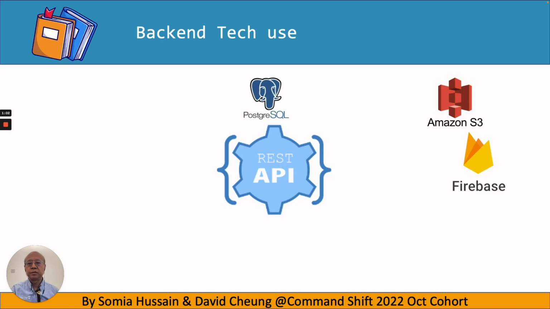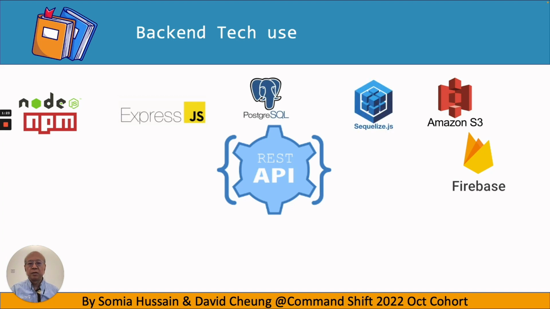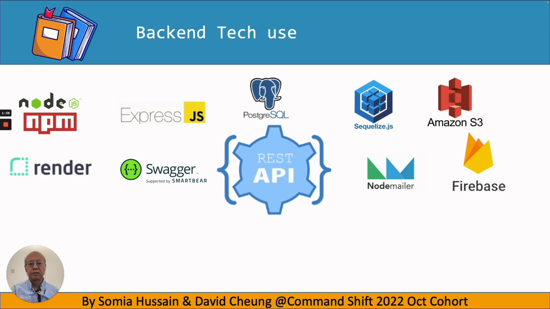Backend tech used. We use Node.js and npm as package manager for module development. Express is the web application framework. Sequelize as the ORM database tool. Nodemailer for email sending. Swagger to build API documentation. Finally, we use Render to deploy backend modules.